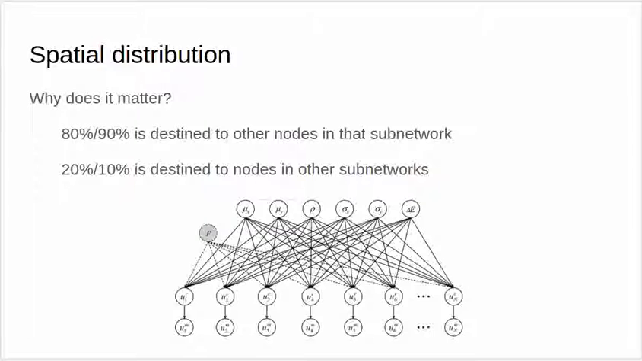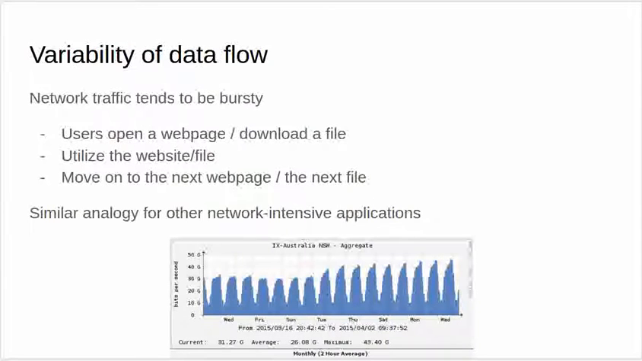Variability of data flow. Network traffic tends to be bursty. Users open web pages, download a file, utilize the website or file, move on to the next web page or the next file. This characteristic holds quite well throughout the day. There are usually fewer users at night, but the traffic spikes around 6 p.m. There are fewer users around lunchtime, but it goes up during work hours.